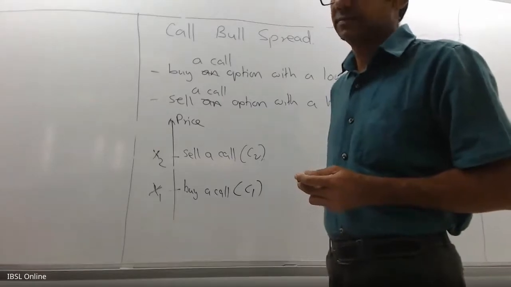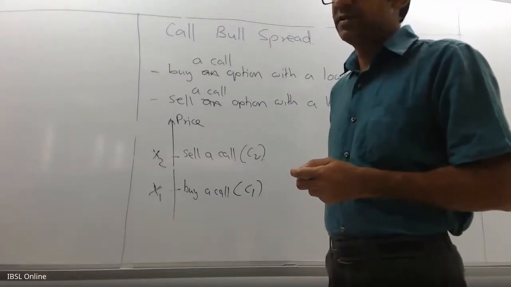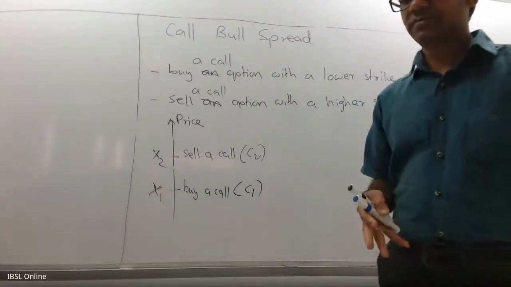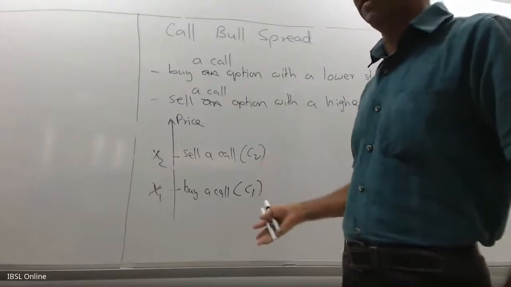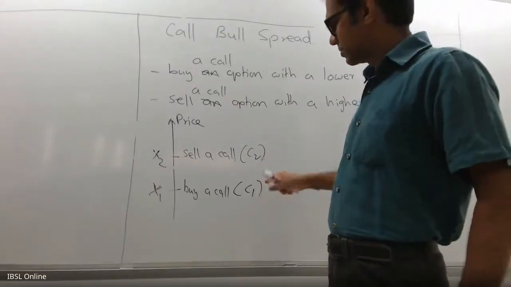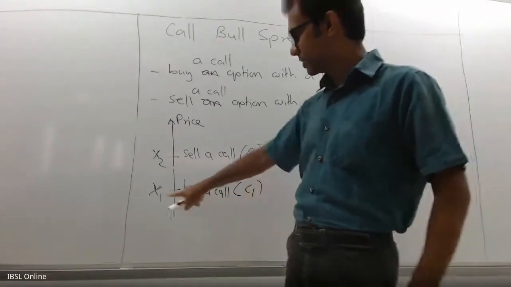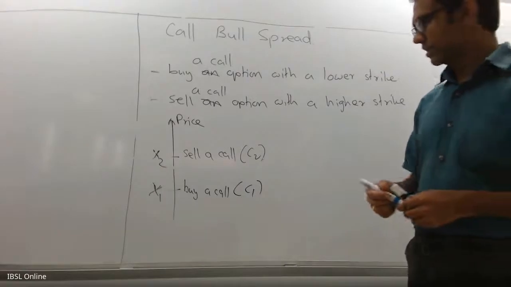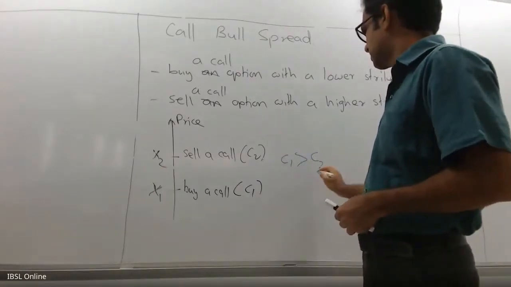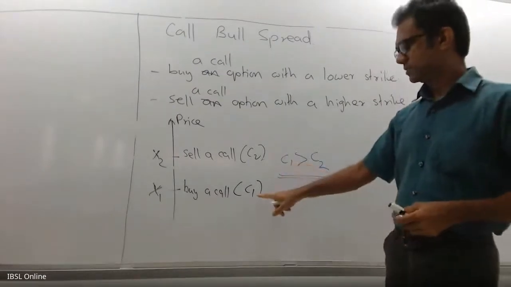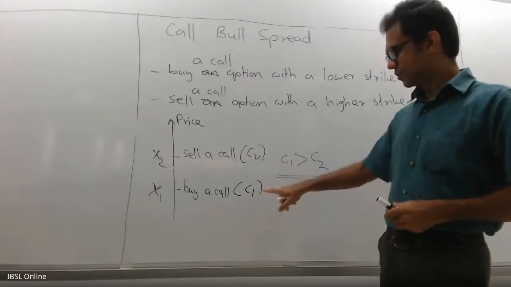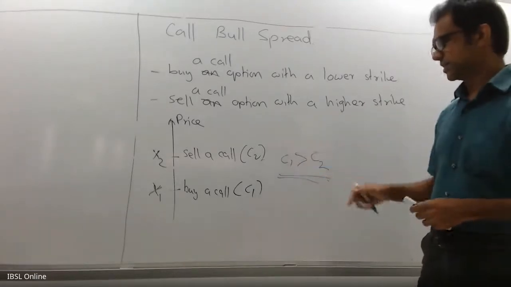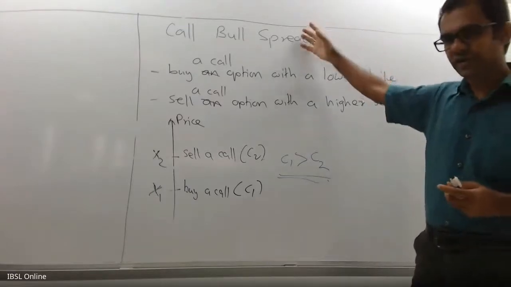It will increase when the strike price goes lower. Why? When the strike is low, the chances of exercising that option is high. So therefore, the premium on lower strike call options is higher than the premium of a high strike call option. So therefore, C1 is greater than C2. Premium of a call option with a lower strike is greater than the premium of a call option with a higher strike price.